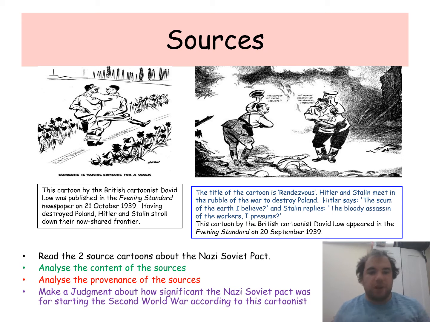Then we've got two fantastic sources to look through here. One by David Low, published in the Evening Standard. Have a look at what Hitler and Stalin are pointing at each other behind their backs and try to think about what the meaning of that is. Analyse the content of the source by annotating it, and then analyse the provenance of the source. I can already imagine some of you going, hang on, what's the provenance again? The provenance is the 5 W's bit: who, what, when, where, etc.